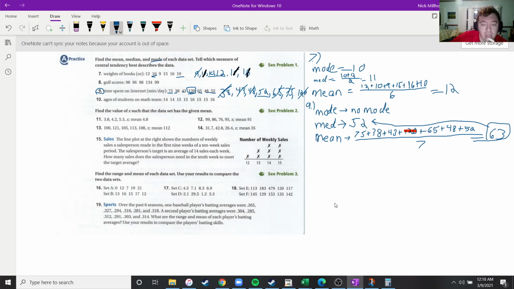The ones that I know are a little bit more difficult come in these next few. So find the value of x such that the data point has the given mean. So what we're saying here is that, well, let's look at 11. We're saying that our mean is 4.8. Now, how did we get to 4.8? Well, we added up all of our numbers. I'm going to do the x first.